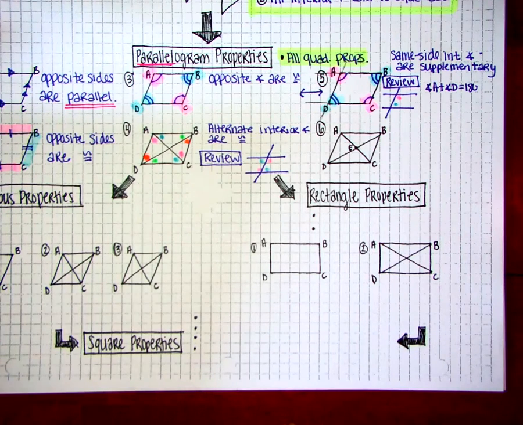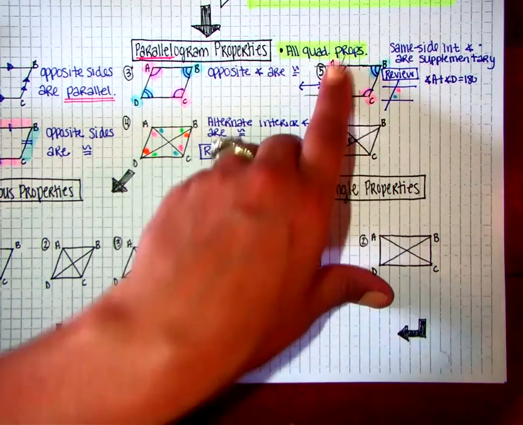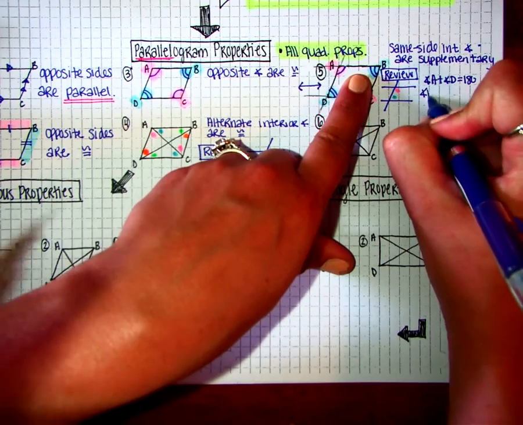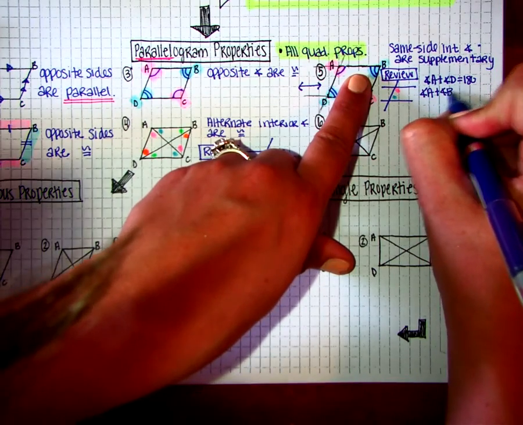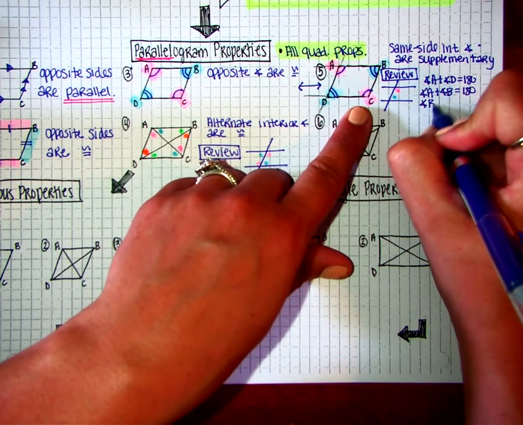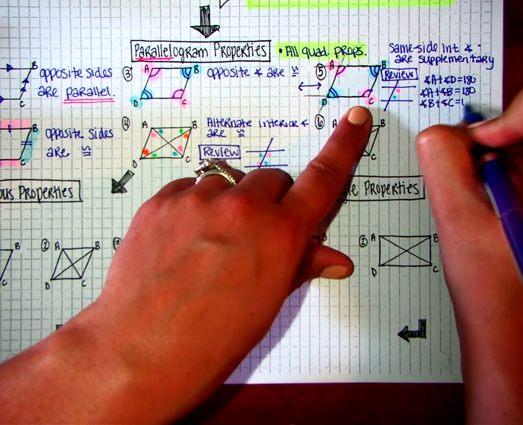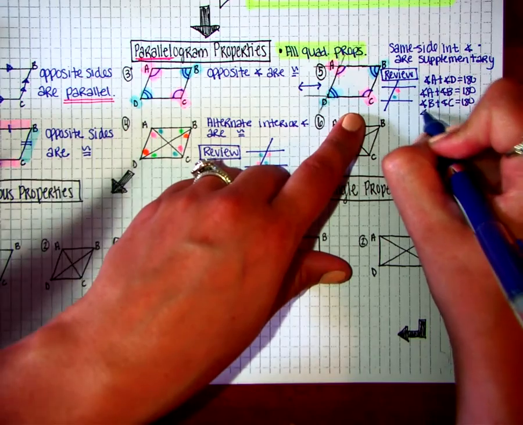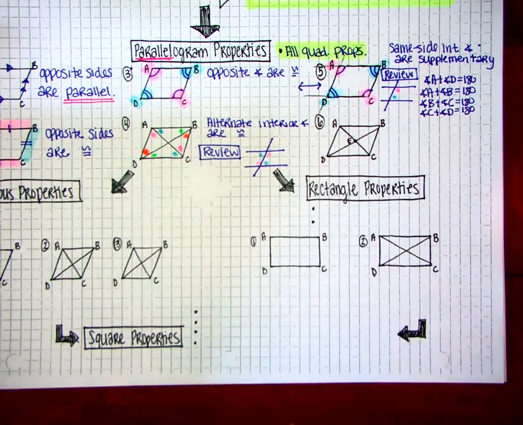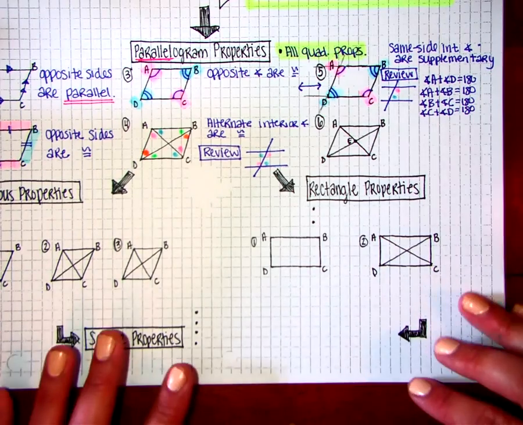And as we go around, that's also going to happen on all of our sides. So A and D, then we can do A and B. Angle A plus angle B is going to equal 180. B and C, angle B plus angle C equals 180, and C and D. Since you have 4 sides, you're going to have 4 pairs.